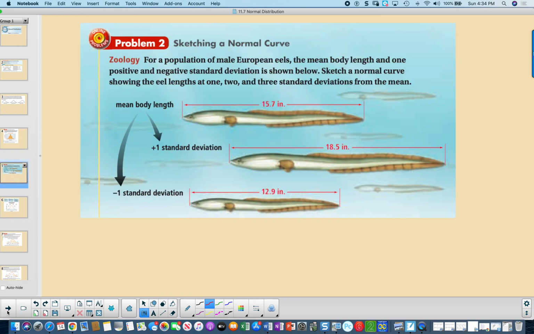Let's take a look at a normal curve for a population of male European eels. The mean body length and one positive and negative deviation is shown. So the first one is the average length, 15.7. One standard deviation greater would have a greater length for an eel. One standard deviation less would have less of a length.